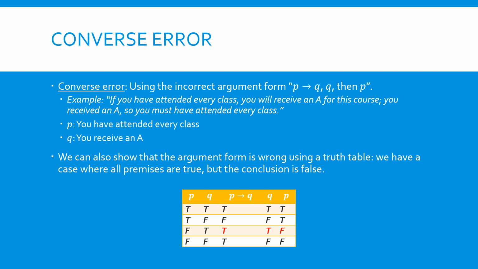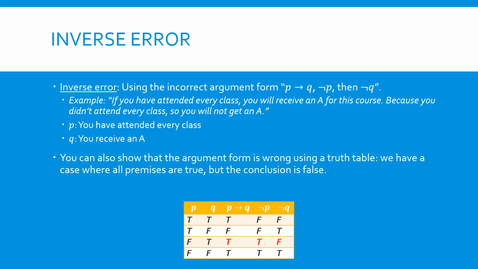You can also see why the argument form is invalid from the truth table. There exists a case where all premises are true, but the conclusion is false. The second error is the inverse error. It means that the proof uses the incorrect argument form of P implies Q, not P, then not Q.